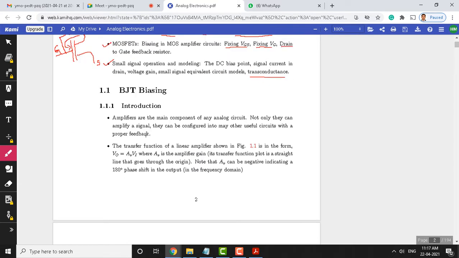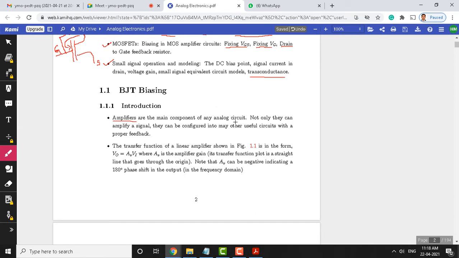Let us introduce here. The first point: the amplifier is the main component of any analog circuit. You take up any analog circuit, which may be important from different application points of view, and in all of those, the amplifier serves as a fundamental block. Even an op amp is a linear IC that linearly amplifies the input signal. It is an IC version of the amplifier, but here we are talking about a discrete version of an amplifier.